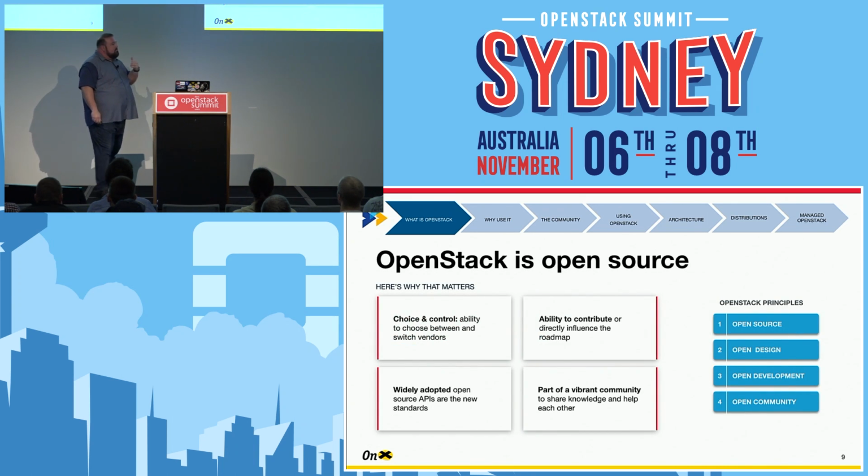So why is it, OpenStack is open source, so why does that matter, right? We hear open source, open source, open source. All the time we hear open source. Gives you choice and control over your underlying infrastructure. You can switch vendors, you can add more vendors.